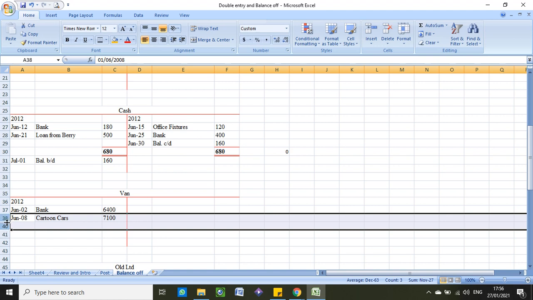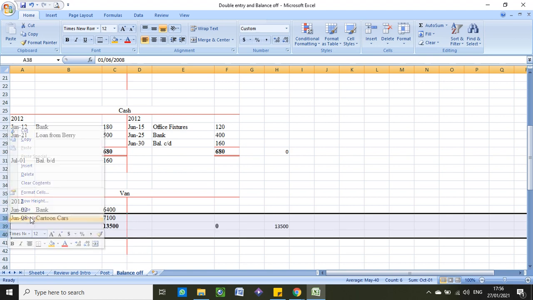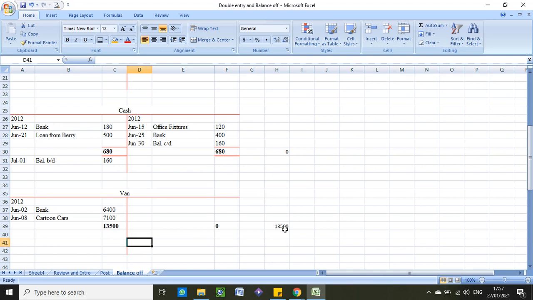So this is the difference right here. So I need to insert this difference on the smallest total, which is the credit side. So I will go ahead and I will enter it here because I need to type the date here. So 13,500, 2012, last day of June, June 30th, and that will be balance carried down.